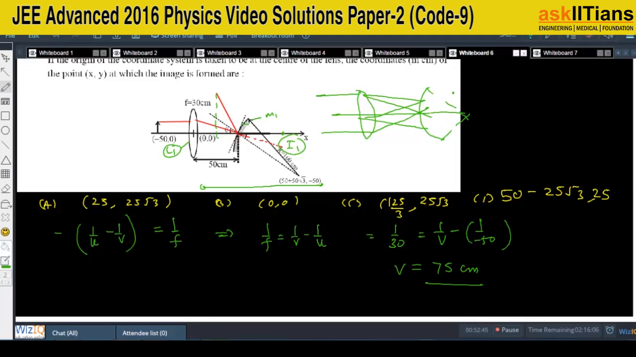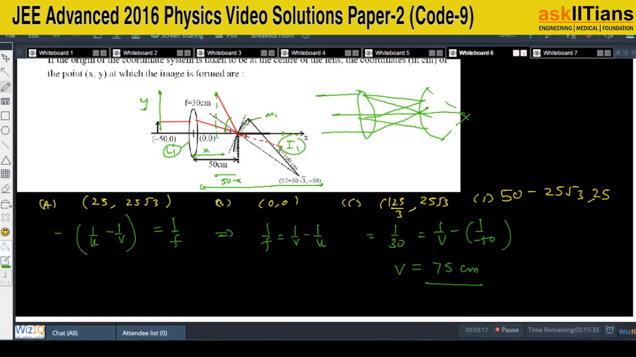So let the separation be 50 centimeter as it is given, and let this image I1 be at a distance x, so this distance will be equal to 50 minus x. And this angle is equal to 60 degree, because we know that when the mirror is rotated by 30 degree, our image would be rotated by 60 degree, and this is the final location of our image.